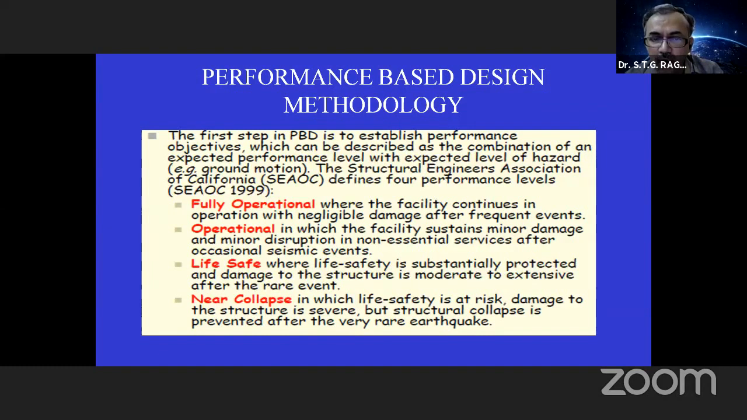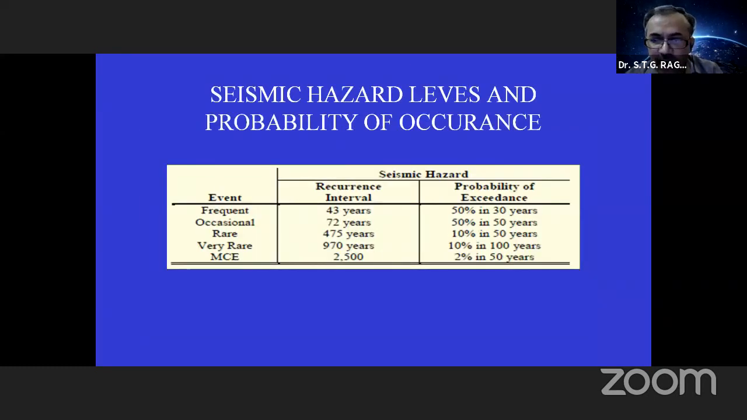So there also they don't want just one Z value. They want some 4 or 5 Z values for a variety of levels, like fully operational, life safety, and then near collapse. And they have also defined the recurrence intervals: frequent means 43 years, occasional means 72 years, rare means 475, very rare means 970. Then we have the MCE, that is 2500 years.